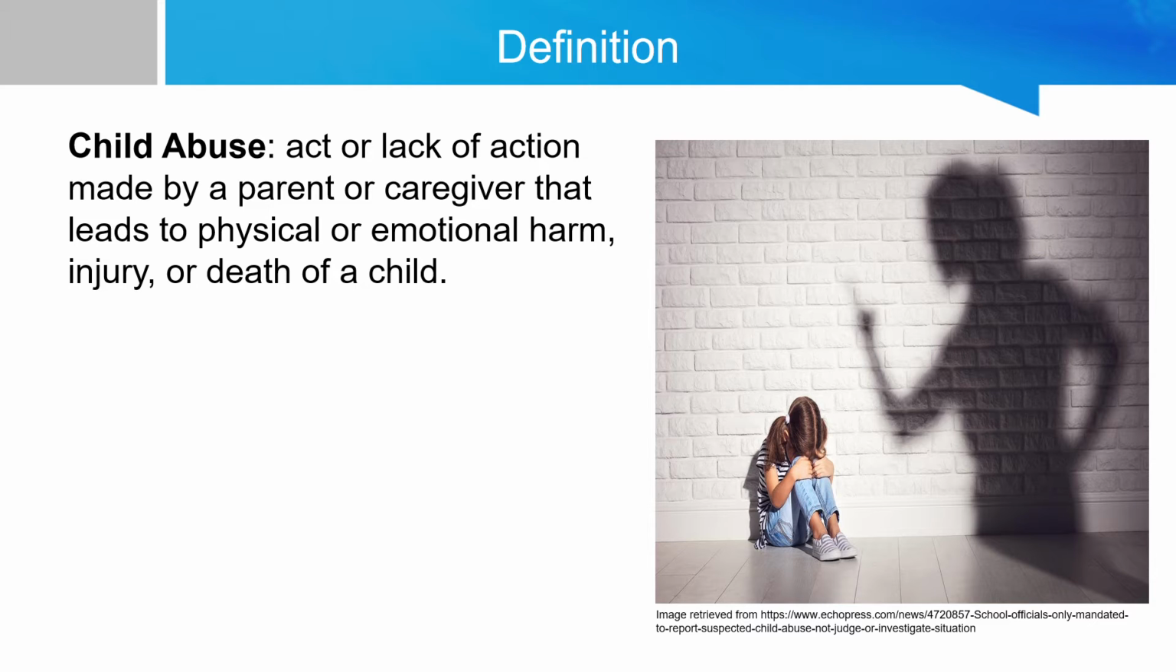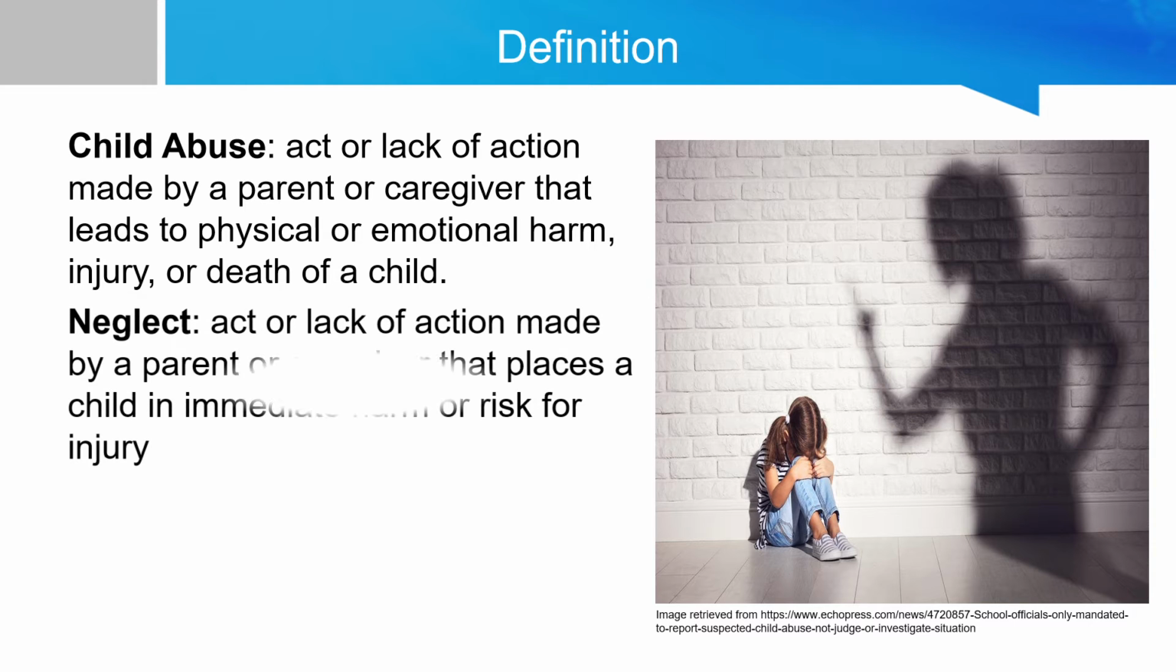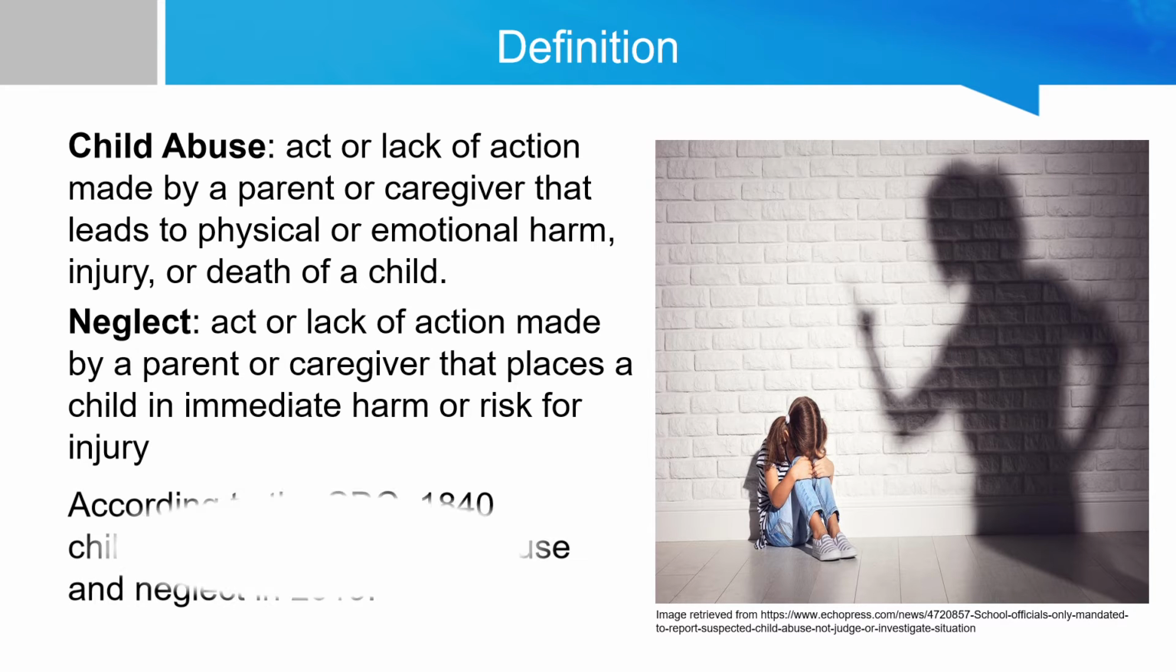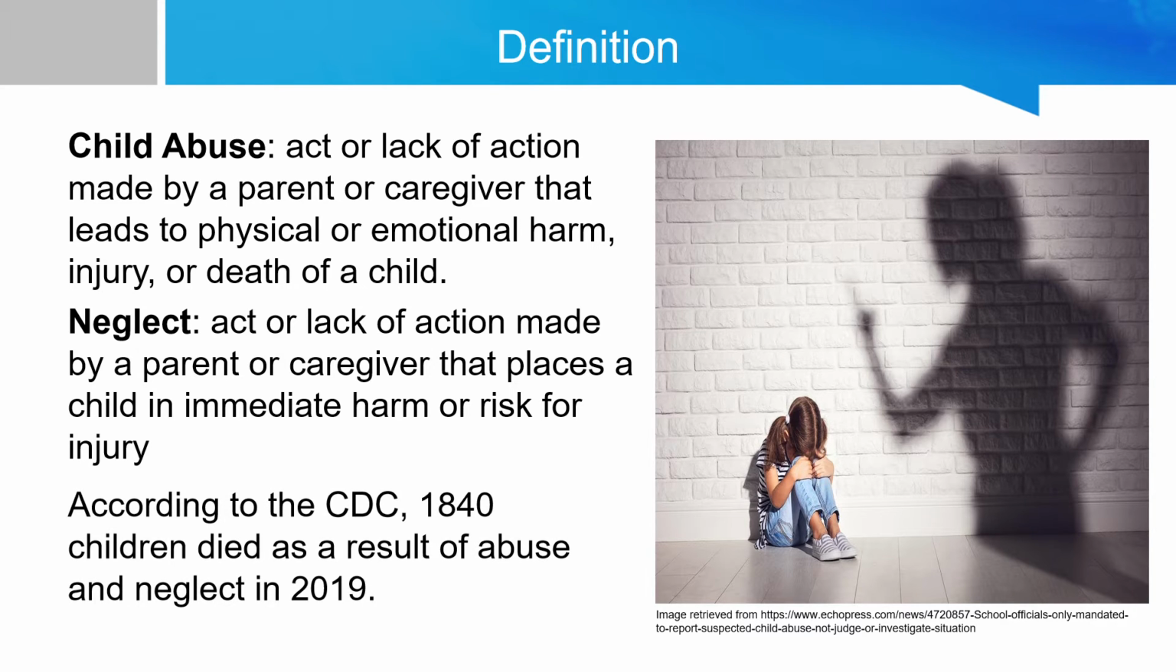Child abuse is defined as the act or lack of action made by a parent or caregiver that leads to physical or emotional harm, injury, or death of a child. Neglect: act or lack of action made by a parent or caregiver that places a child in immediate harm or risk for injury. According to the CDC, 1,840 children died as a result of abuse and neglect in 2019.